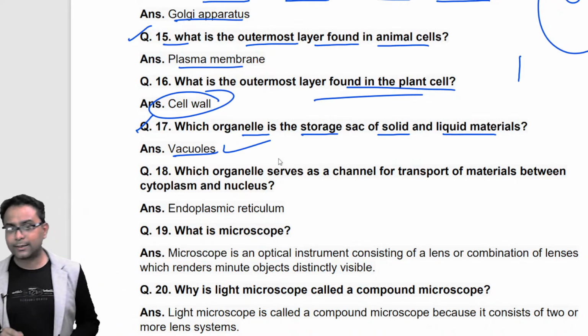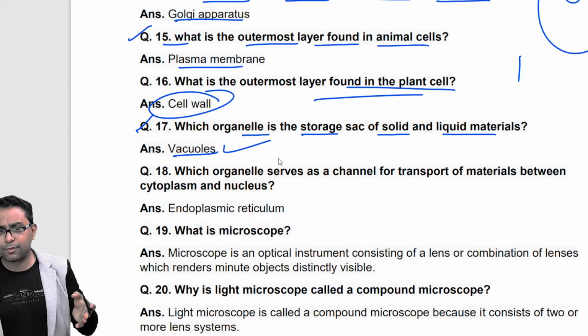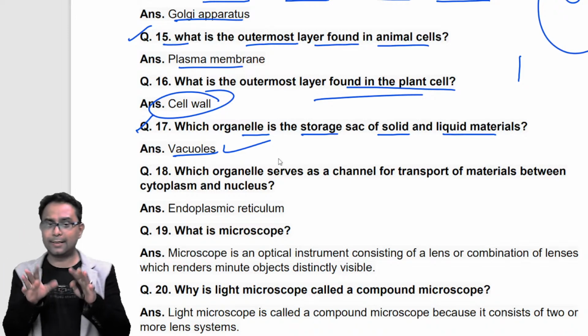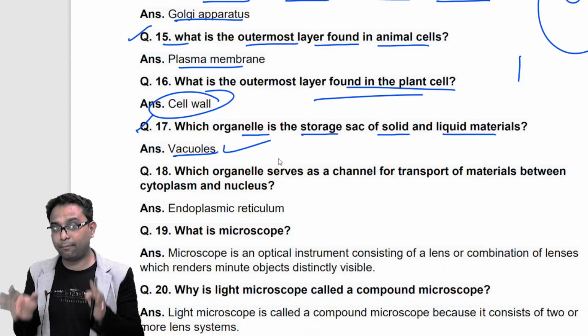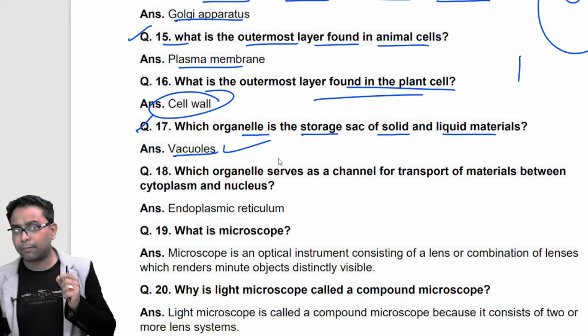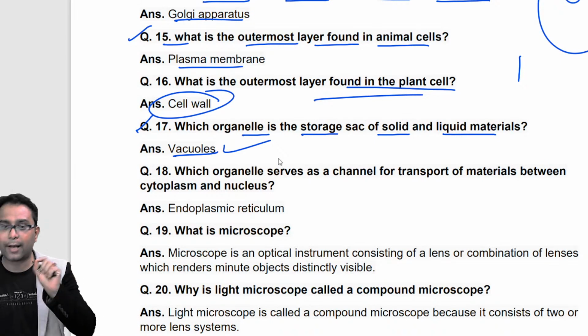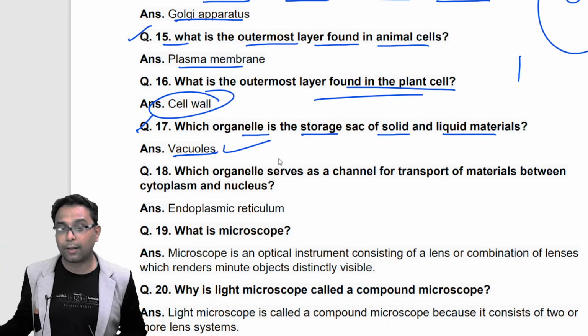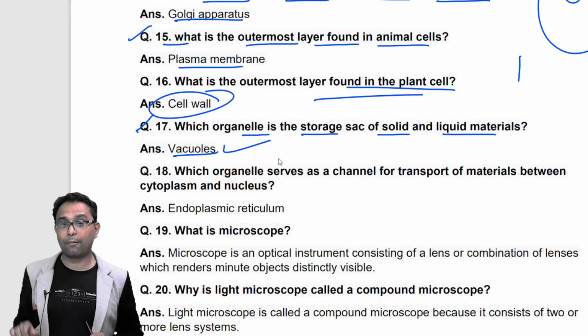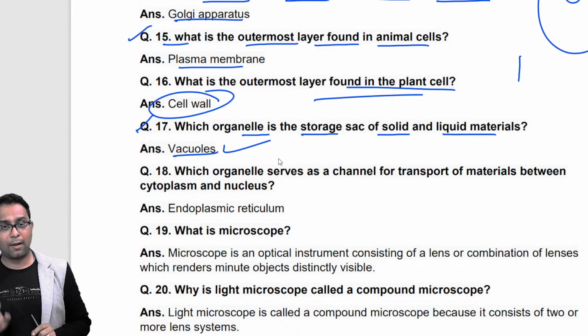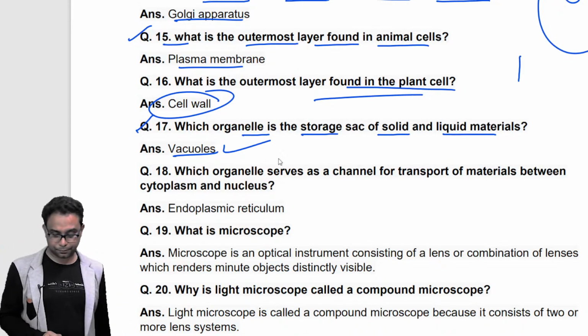Sometimes you know that the vacuole is a sac-like structure. It is covered by a membrane. But what is the name of the membrane which encloses the vacuole? Please write down in the comment box. So what is the name of the membrane of the vacuole?